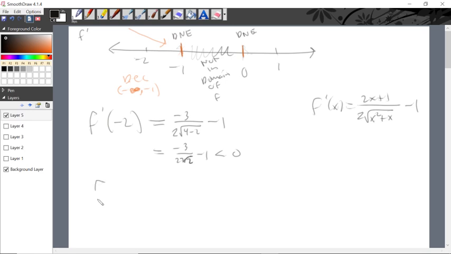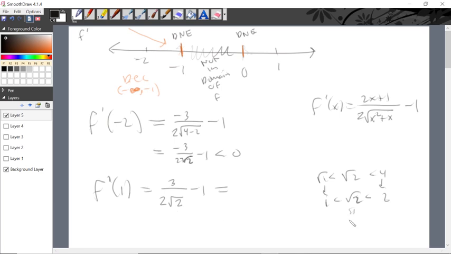And now let's test at 1. So f prime of 1. That's going to give us positive 3 for the numerator. The denominator is going to be 2 times the square root of 2, and then minus 1. So now we have 3 over 2 root 2 minus 1. So we have a positive, minus, and negative. So let's investigate a little bit further. Well, the square root of 2 is between the square root of 1 and the square root of 4. That is, it's between 1 and 2. In fact, it's about 1.4. It's certainly less than 3, but it's in fact about 1.4. Let's use that approximation.